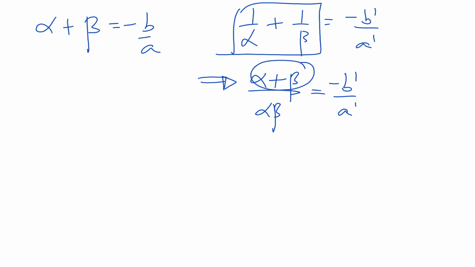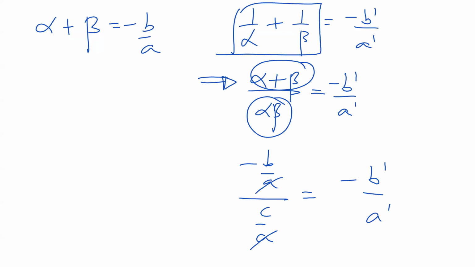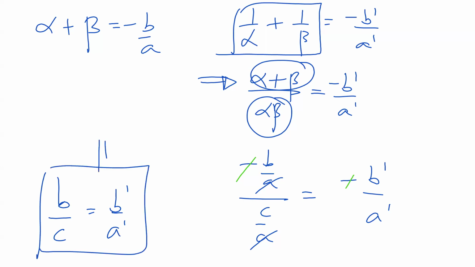Now alpha plus beta is minus b by a, and alpha beta from the previous page is c by a, equal to minus b' upon a'. A gets cancelled, negative sign gets cancelled. Okay, so b upon c is equal to b' upon a'. So this is condition number 2. That's how we end this particular problem.